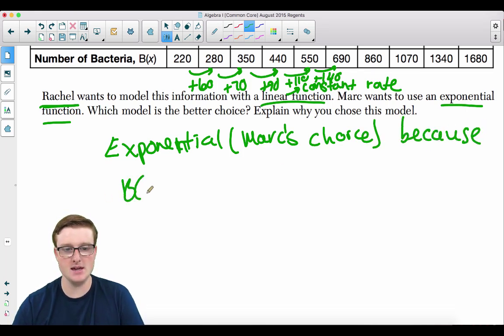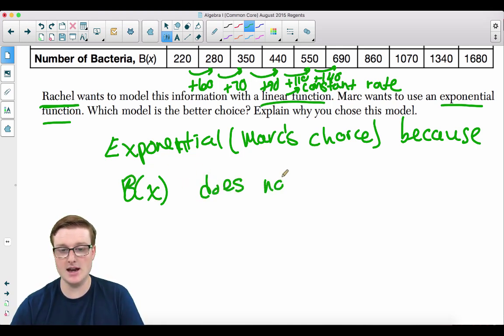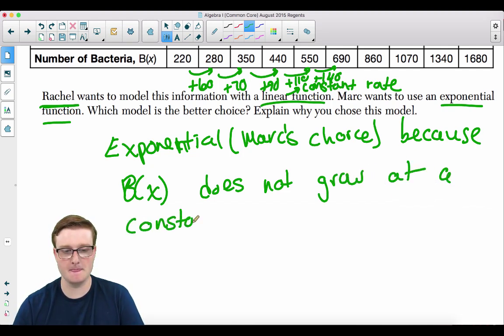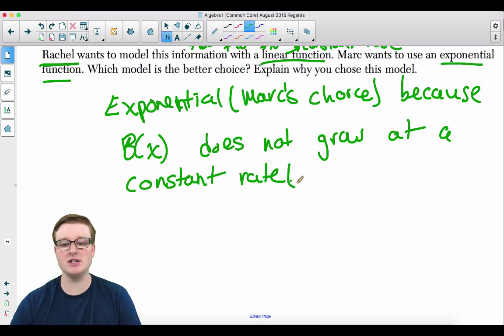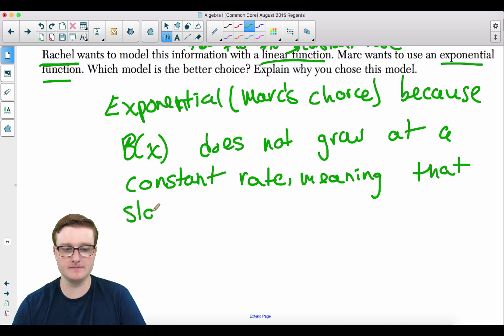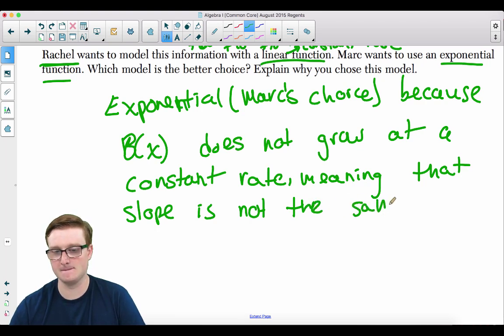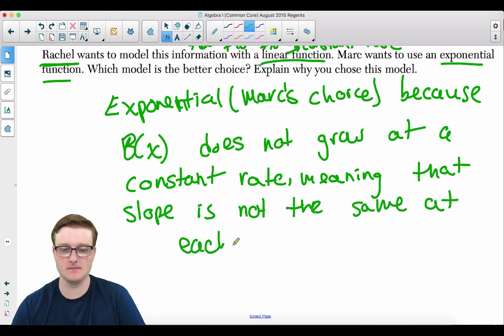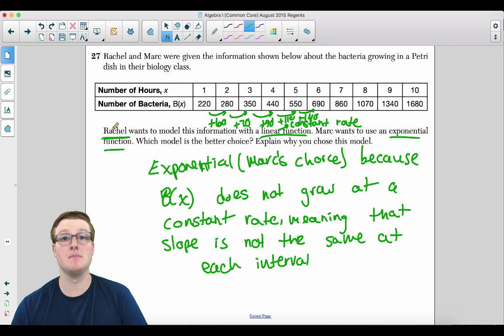Because b of x, which is the function that we're talking about, does not grow at a constant rate. All right. Now, if you wanted to explain yourself a little bit more, you could just say, meaning that slope is not the same at each interval. All right. And that's how you explain that. So Rachel's wrong, Mark is right.